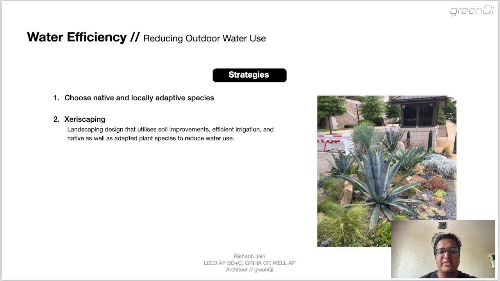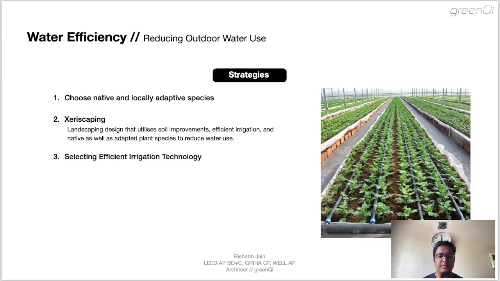The second strategy would be to do xeriscaping. So what is xeriscaping? Xeriscaping is a type of landscaping design that utilizes soil improvements, efficient irrigation, and native as well as adapted plant species to reduce water use. They are primarily thorny species that are found in arid areas, so they do not demand any water and usually survive on annual rainfall. The third strategy is to select and install efficient irrigation technology.